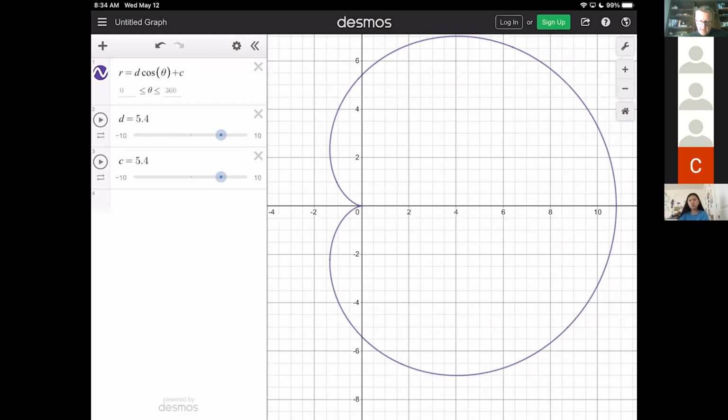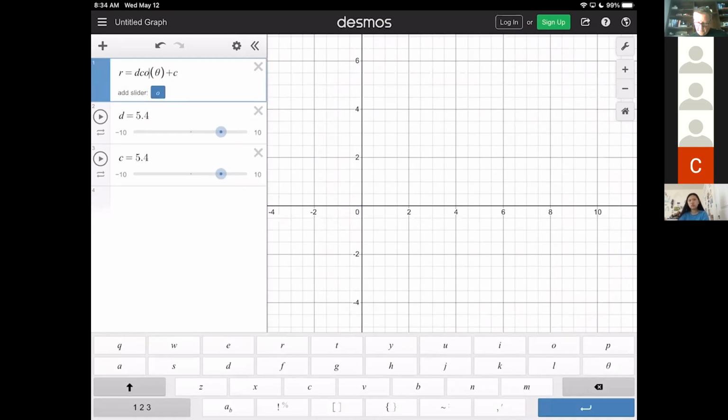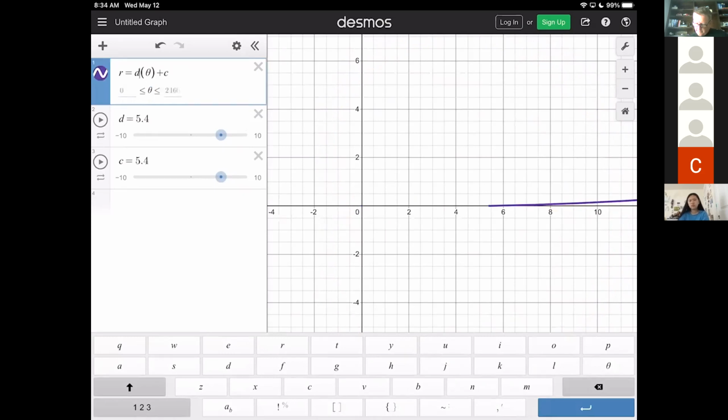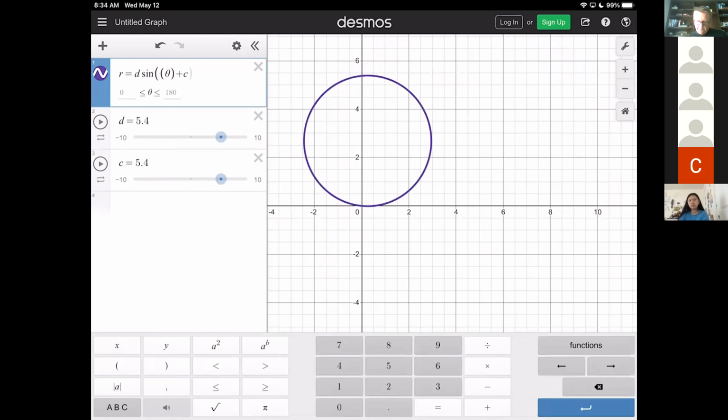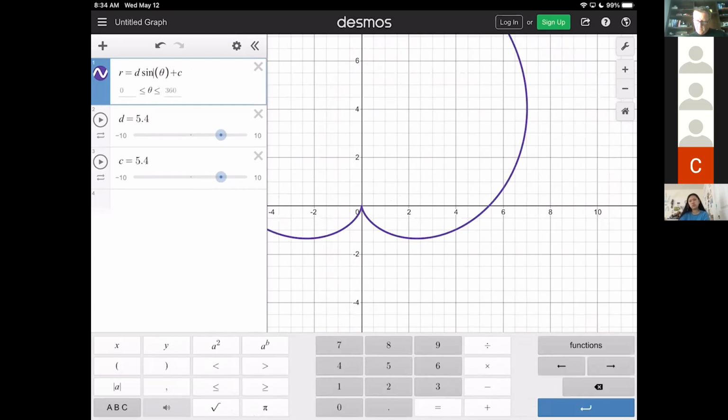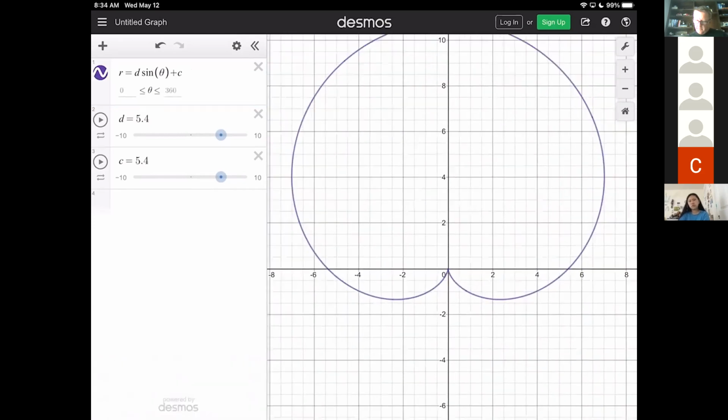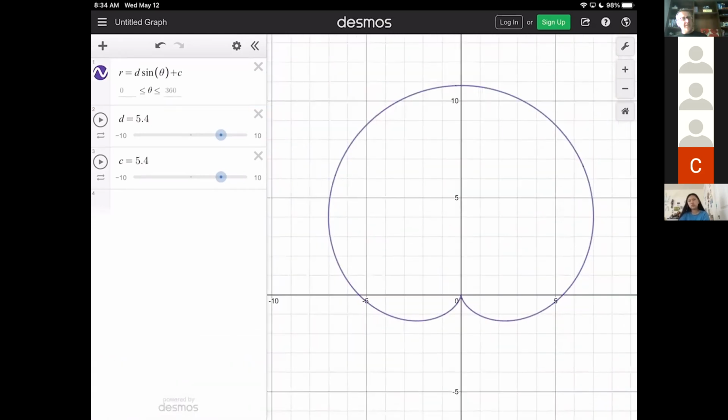Out of curiosity, I wonder what happens if I throw sine in there. Since sine and cosine are so similar, what if I throw sine in there? Not surprisingly, it's the same graph. It's just kind of oriented in another direction. Remember how sine and cosine are complementary and 90 degrees apart from each other. So this just rotated the same graph 90 degrees. So that's kind of fun.